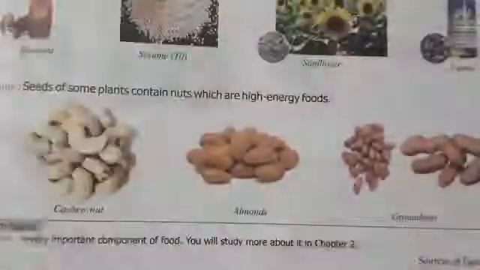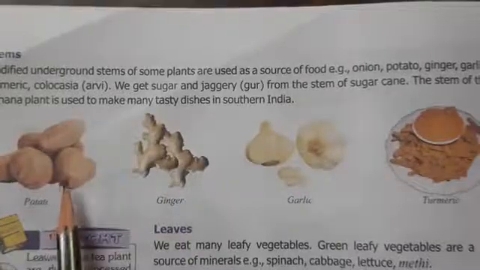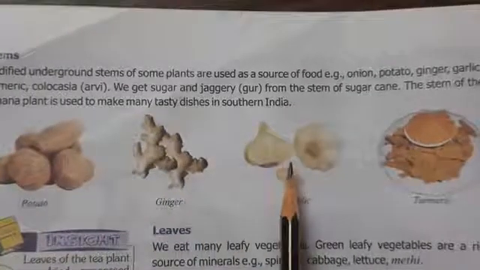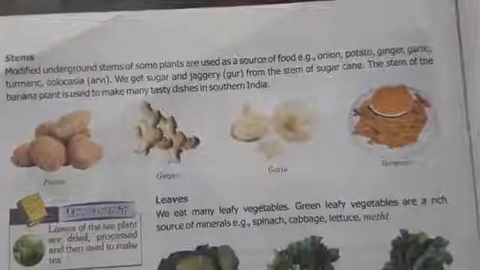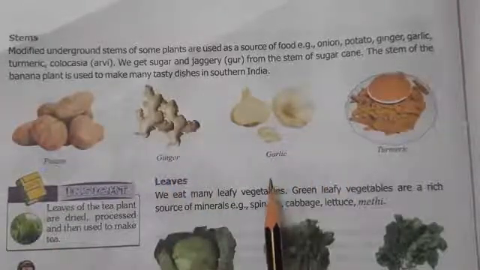Okay, then we come to the next one, which is the stem. Again, you all know this also, you have studied, children, the stem. Which are the stems that we eat? You have got potato, ginger, garlic, turmeric. All these are the stems which we eat. Okay, and all these are a very important part of our diet.